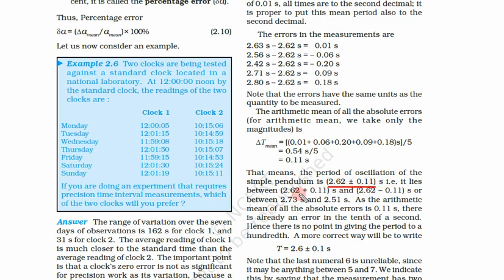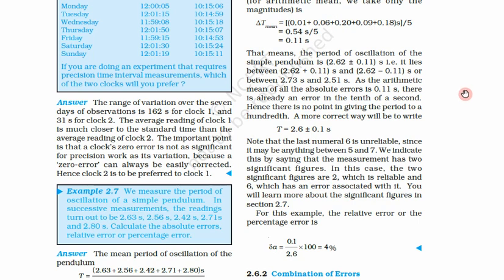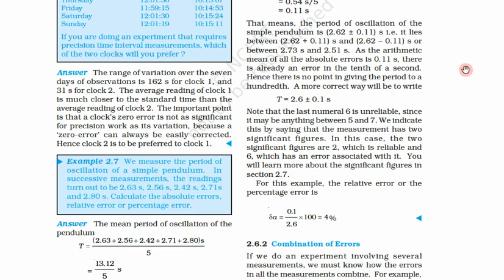It lies between 2.62 plus 0.11 and 2.62 minus 0.11, so from 2.51 seconds to 2.73 seconds. This is the range in which the time period will lie. It is an experiment where we don't have a standard value, because every pendulum is different. We are experimenting only with our own pendulum. So it is between 2.73 seconds and 2.51 seconds, as the arithmetic mean of absolute error is 0.11 second.